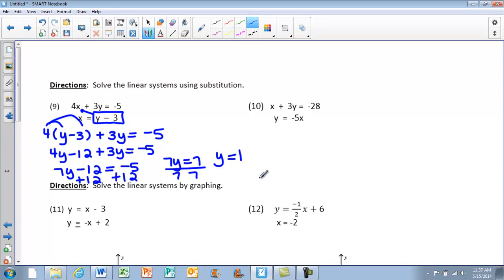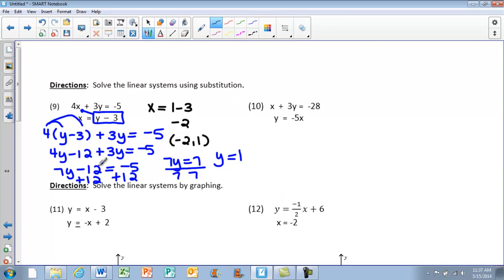Now, when I go back, I just need to plug this back into one of the equations to find x. So if I look at this second equation here and I plug in, I have x equals 1 minus 3. So x is going to be equal to a negative 2. So my ordered pair here will be negative 2, comma 1 for my answer.